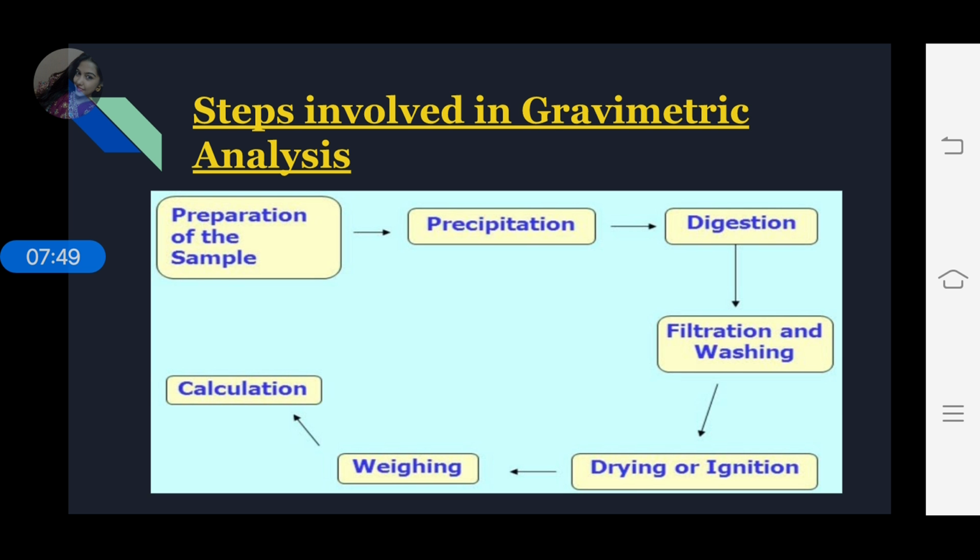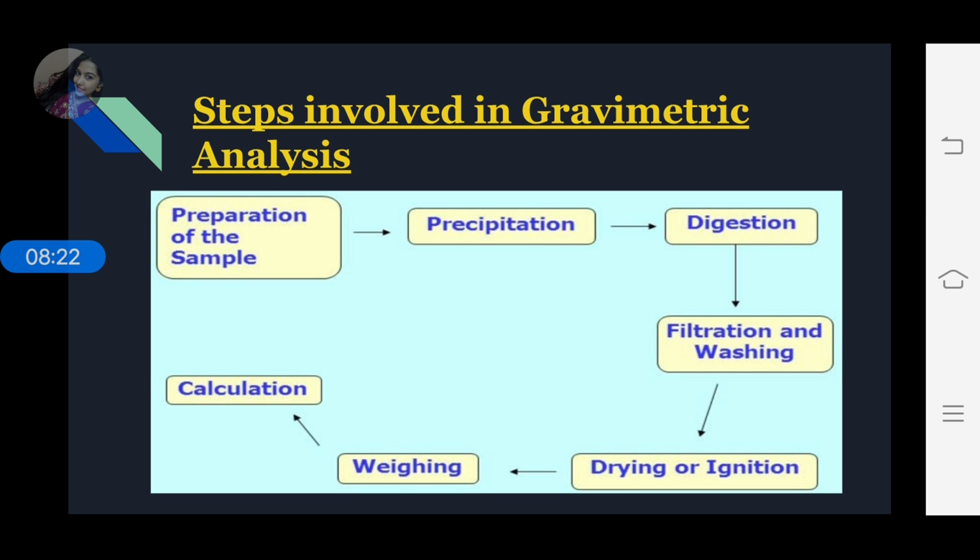Next, let us see the steps involved in gravimetric analysis. It is a hectic, or you can call it a long, process. There are various operations and techniques involved in it. First is the preparation of the sample. You might be given a mixture, and you have to prepare it in solution form. Then next, you have to convert it into a precipitate. For precipitation, you have to add a precipitating reagent to your solution.